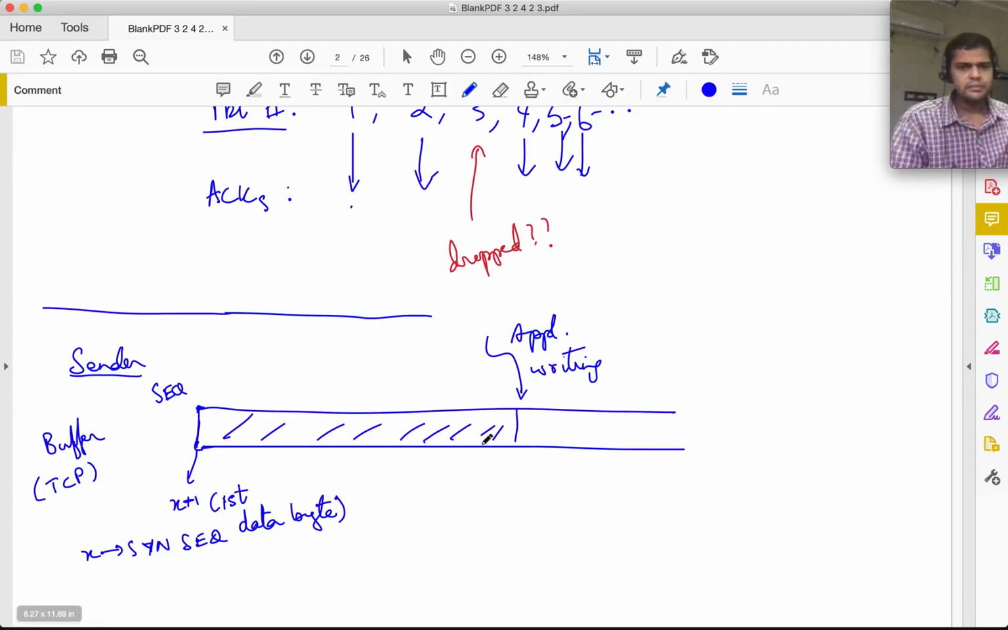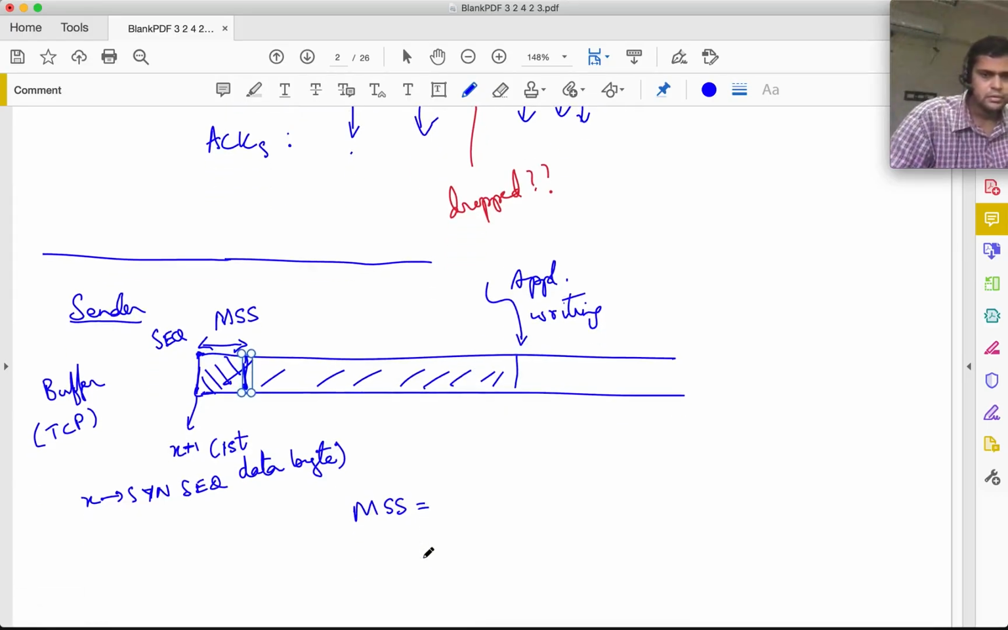So suppose this much amount of data has been dumped in initially. What is the sender going to do? It is going to try to send out data, and it's going to divide this up. The maximum amount of data it can send out in a particular segment is called the maximum segment size. We don't want to send more than that in a single packet.